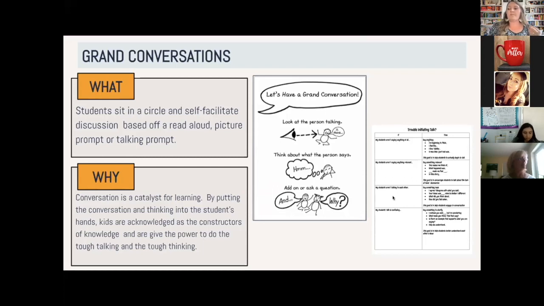And one of the beautiful tools is, and I have it linked here, and of course I'll send out all the resources afterwards, this idea of the trouble initiating talk tool. So what I would encourage you to do during this grand conversation, let's say the kids are in a circle, you'll see that in a second, is take these trouble initiating talks and write them out on index cards or sticky notes or whatever. Then hole punch them and keep them on a ring.